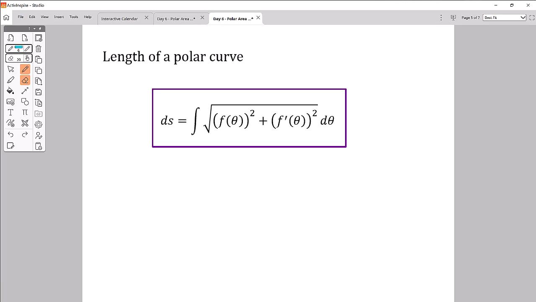All right, next we're going to talk about length of the polar curve. Length of the polar curve is just this formula. Let's use r, so r of theta and r prime of theta, integral from a to b.